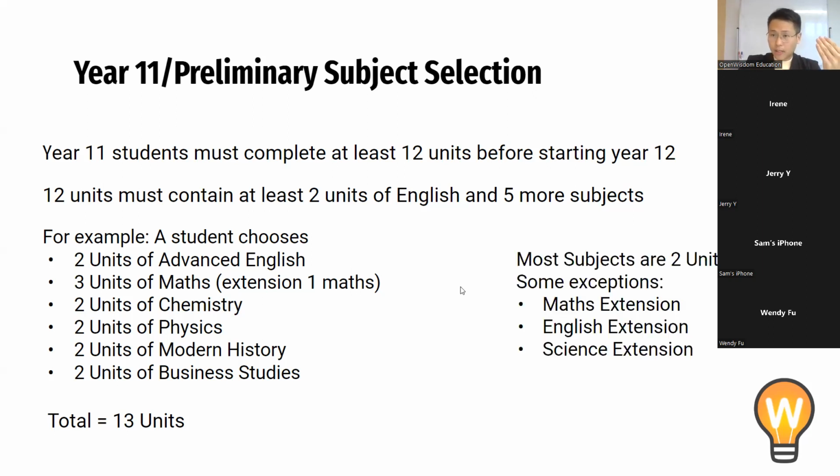Most subjects for year 11 are 2 units. There are some exceptions. For example, maths extension 1, that's a 3 unit subject. English extension, that's a 3 unit subject. And in year 12, you may pick extension 2 English, which is a 4 unit subject. And then lastly, science extension, that also can be picked in year 12.